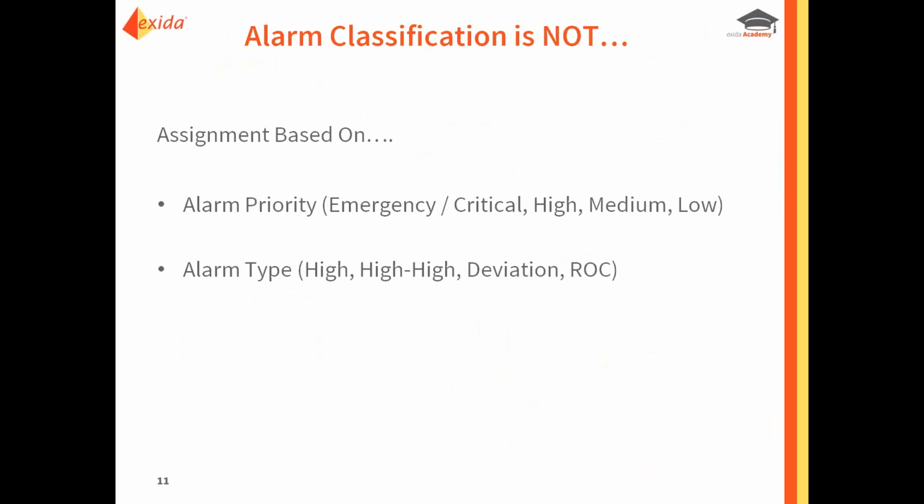Alarm classification is also not assignment based on the alarm type. So high or high-high is not a classification, just like absolute alarms versus rate of change versus statistical alarms is not a classification of alarms. Those have to do with the algorithm that essentially runs in the control system to look for, generate, and annunciate the alarm when the condition has been reached.